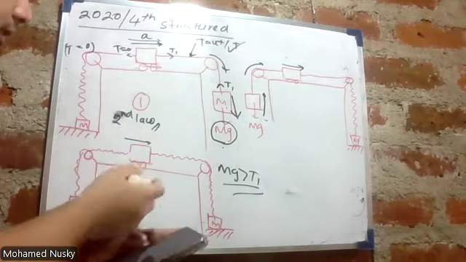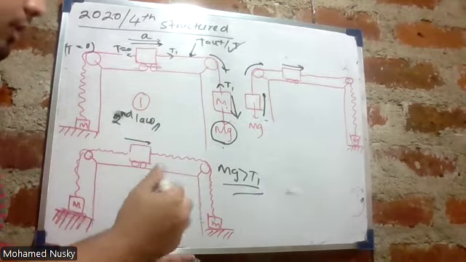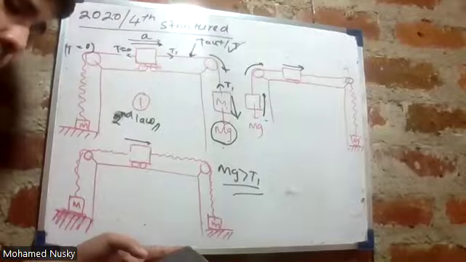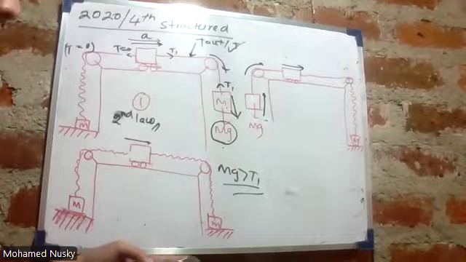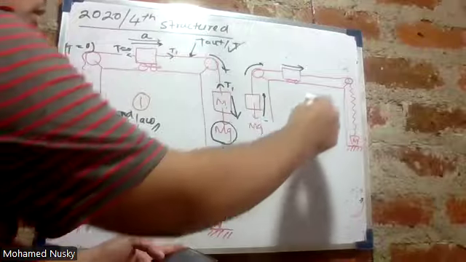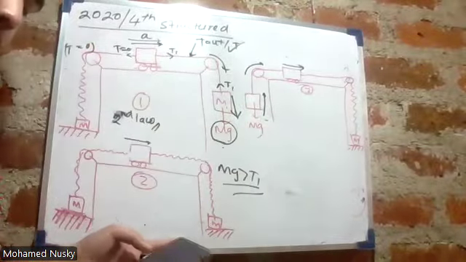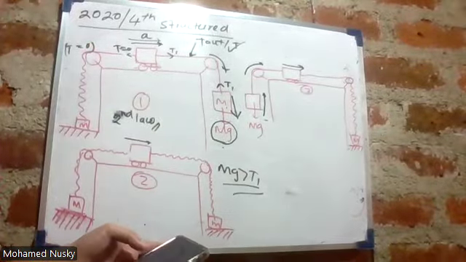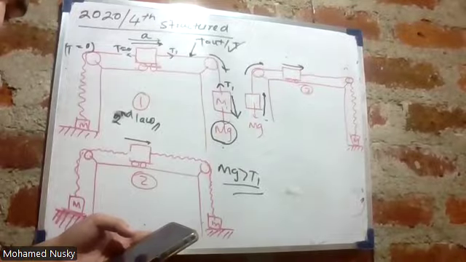This is the second instance, and this is the third instance. This is instance number 2. This is instance number 3. In the second instance, what's going to happen?